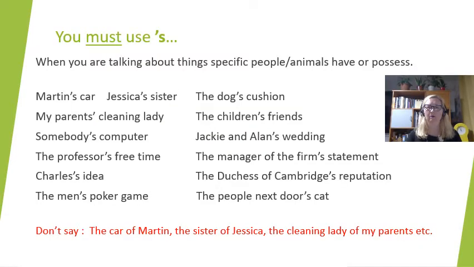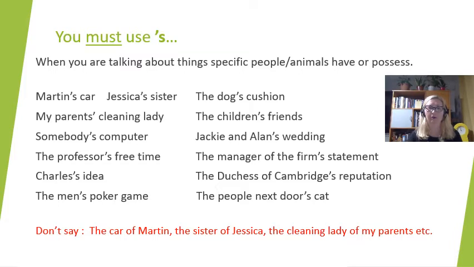Okay, first of all, you must use the apostrophe S, which I prefer to call it in English, when you are talking about things which specific people or animals have or possess. So like la macchina di Martin, la sorella di Jessica, il cuscino del cane diventa Martin's car, Jessica's sister, the dog's cushion. It would be wrong to say the car of Martin, the sister of Jessica, the cushion of the dog, and so on.